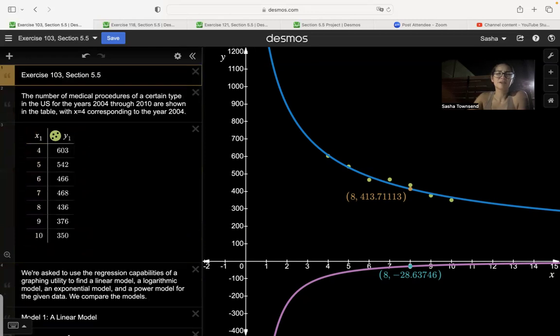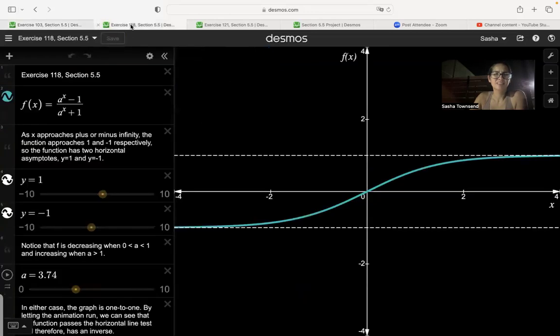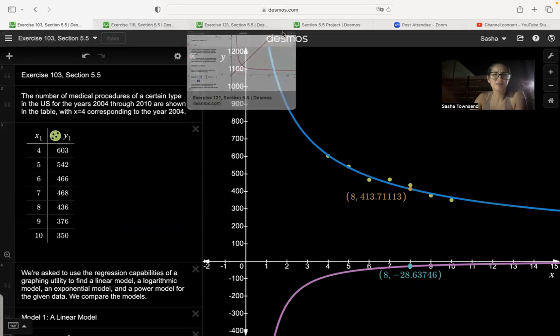I think we're pretty much done with the curve fitting now. In the next video, we'll look at some other applications. I think this next one is about inverse functions and exponential models.